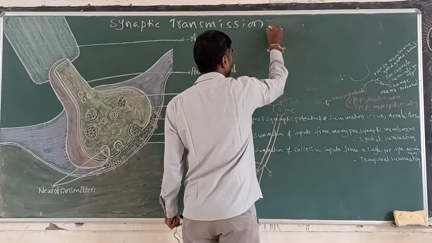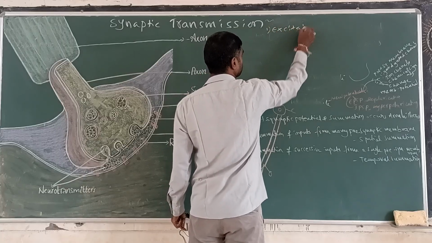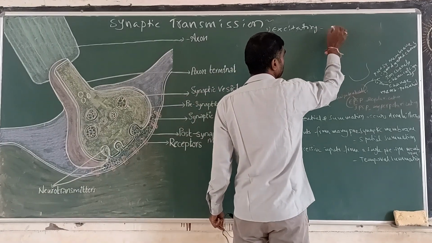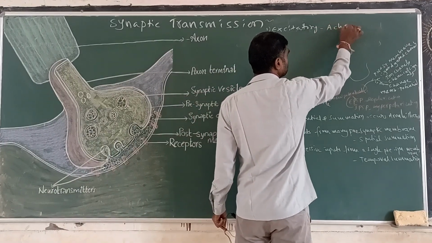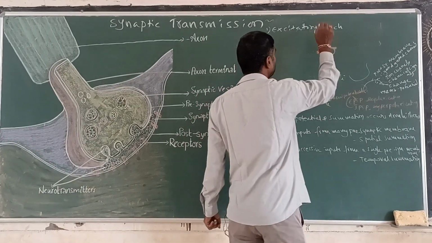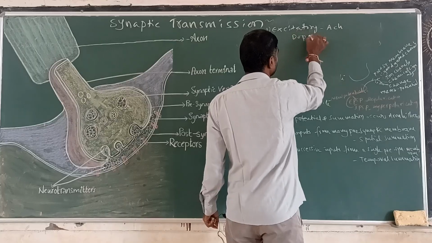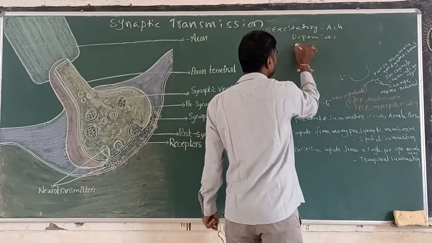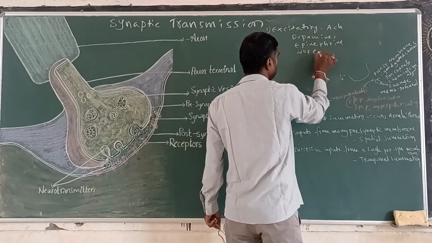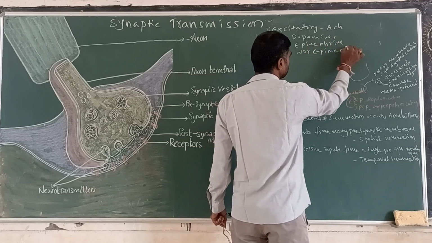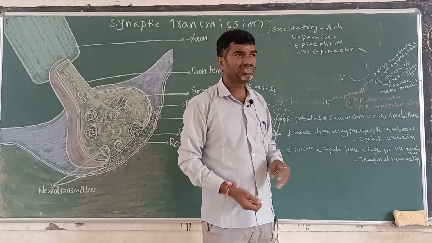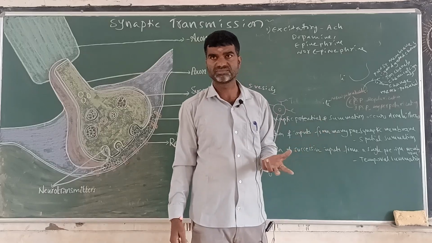Number one is the excitatory. Excitatory neurotransmitters are acetylcholine, dopamine, epinephrine and norepinephrine. These are the excitatory neurotransmitters.